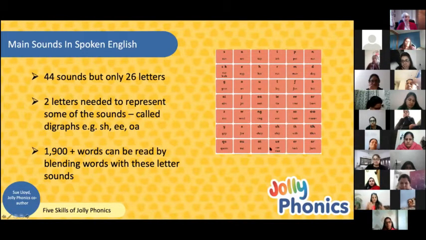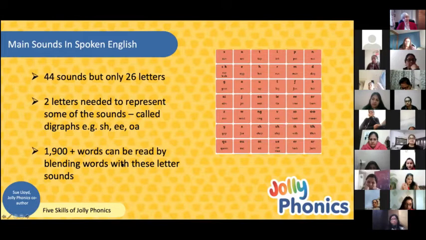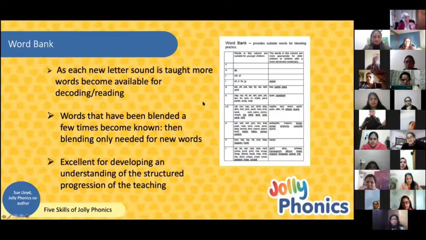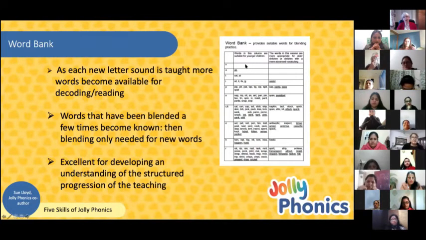And by the time you get to the end there, you will see that there's about 2,000 words that could be read by blending. And of course, when you blend, you only have to blend it a few times and then it becomes known. And then you only use blending on words you don't know. I like you to see here, because this is a word bank. And as each letter sound is taught, then more words become available for blending. And it's so important to have at your fingertips words for blending. And it also gives you a good understanding of how the structure works. So we teach each letter sound, and then more words can be worked out until we get ready for reading books. So we build up gradually to books.